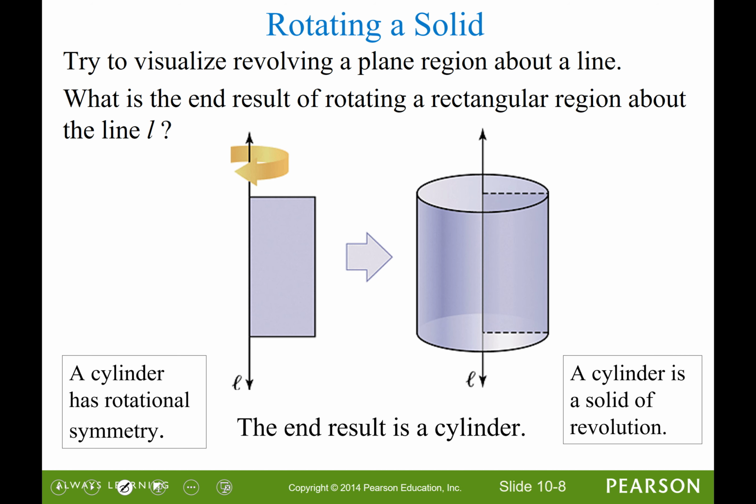And a cylinder is a solid of revolution. We can call it that. We can call it a solid of revolution because it is the solid produced by revolving or spinning a plane about a line.